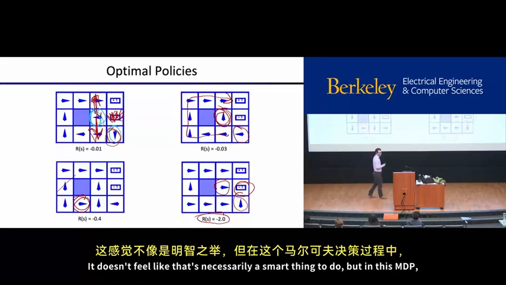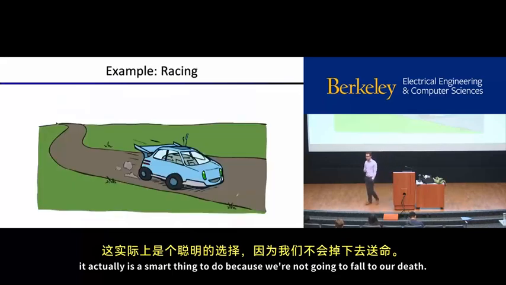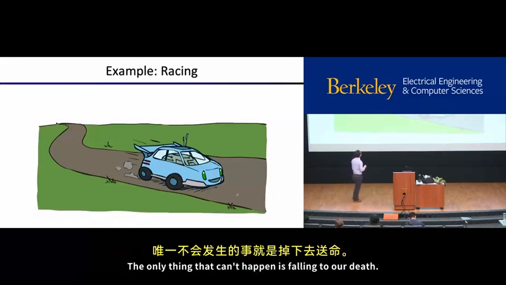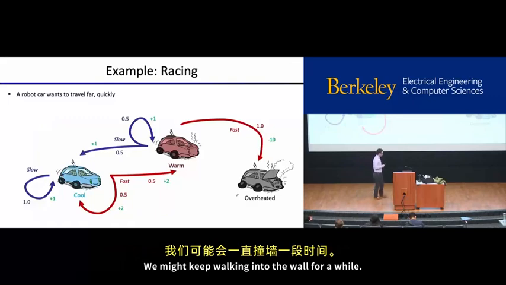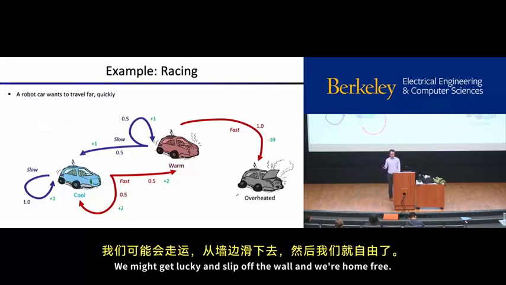So this is for a grid world. Let me try to convince you that grid worlds are not the only type of MDP. We can also do other types of MDPs. Here we'll think about car racing. Right? What do we want to do when we're car racing? We want to go fast. We want to travel far.